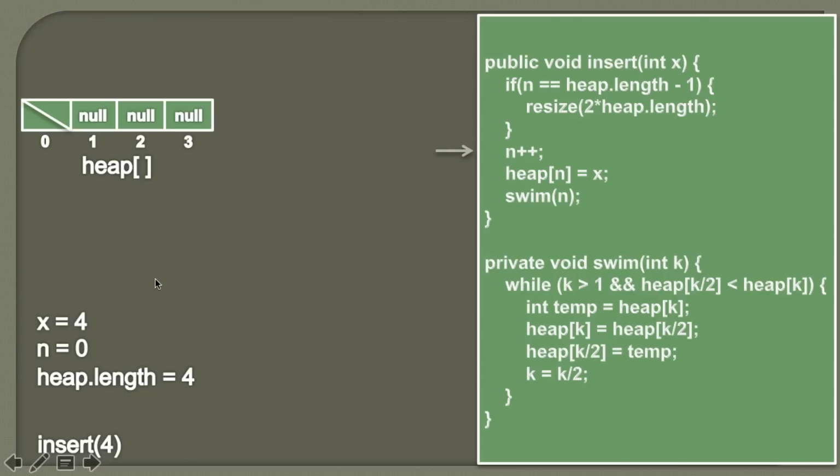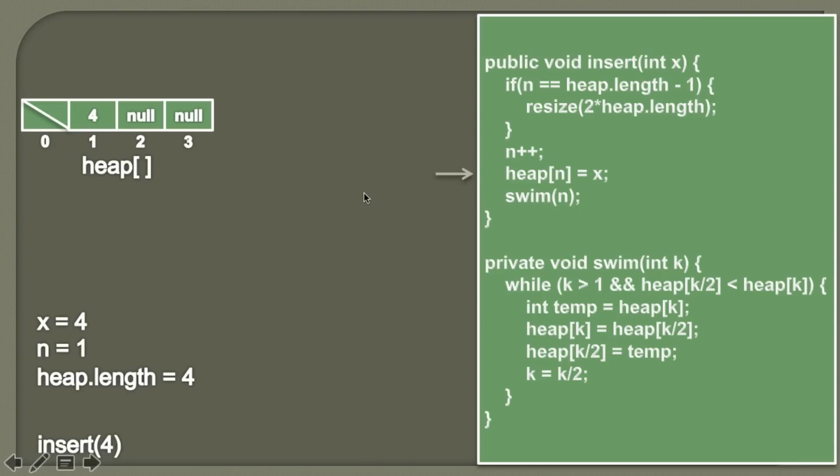In the next step, as we are inserting 4 into this heap array, first we will increment the size of this max priority queue by 1, as we are about to insert one element into it. Also friends, as we are not utilizing index 0, we'll simply insert x at index 1. So we are assigning the value of x to heap at index 1 because the value of n is 1. So 4 is inserted.